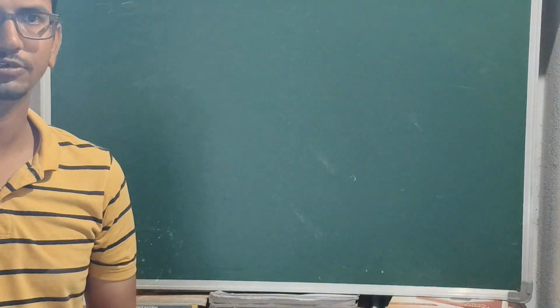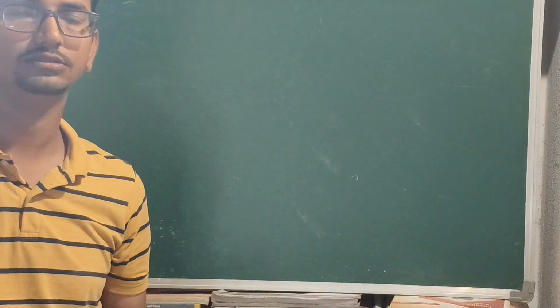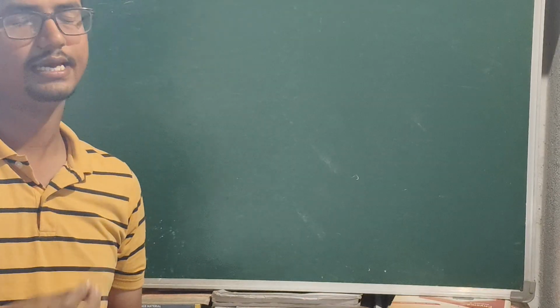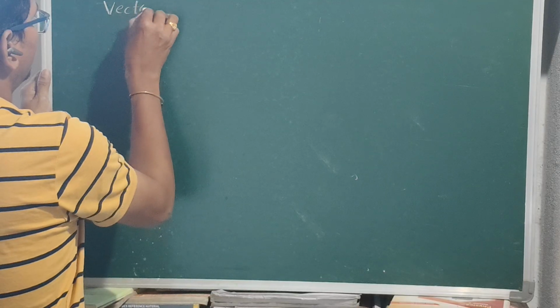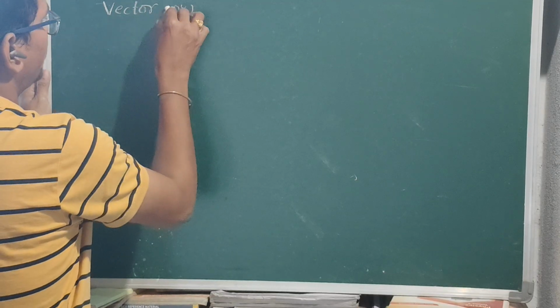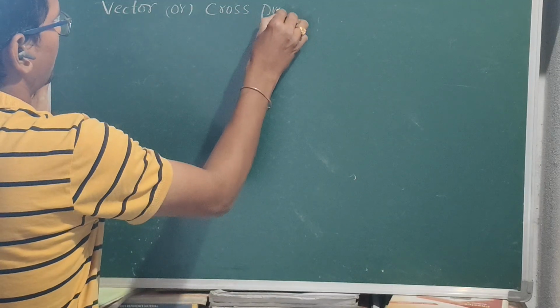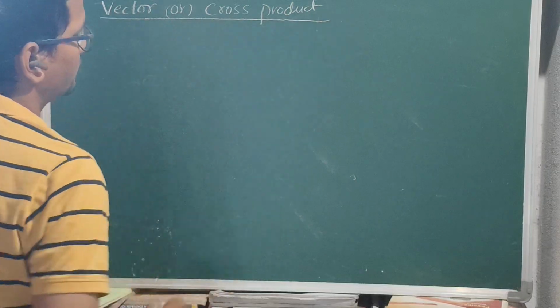Hi everyone. This is the seventh video of the vectors series, called the vector or cross product. In the previous video, we had discussed the dot or scalar product. Now we'll discuss the vector or cross product.